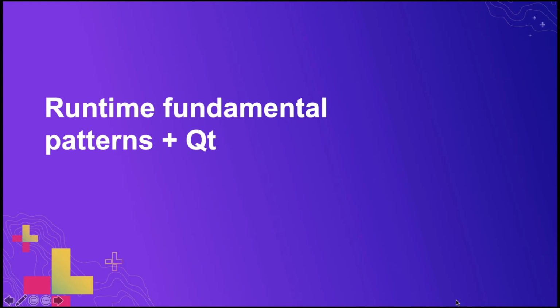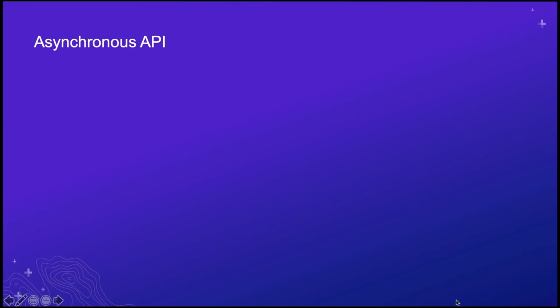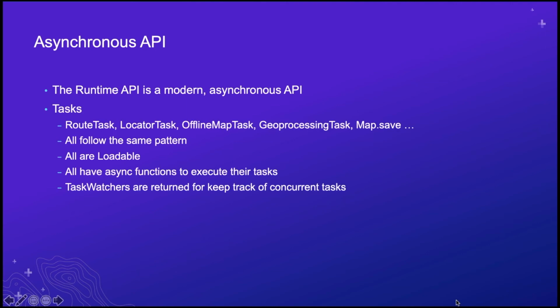Okay, so next we're going to jump into some runtime fundamental patterns that you're going to notice within the Qt API. The first thing we're going to talk about is the asynchronous component of the API. Runtime is a modern asynchronous API, and you'll see this throughout the list of classes. A lot of them will be tasks. So for example, route task, locator task, offline map task, geoprocessing task, and then even methods within classes like map.save. All of these are asynchronous, and all of them follow the same pattern.